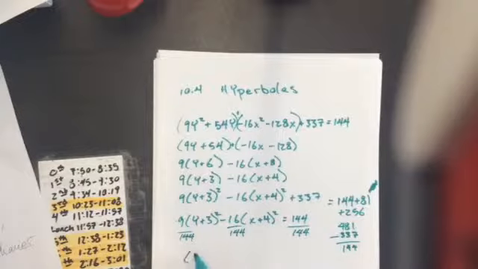So I'm going to have y plus 3 squared. When I divide 9 by 144, it gives me 1/16. So that's over 16. When I divide this, it's going to give me 1/9. So that's going to be over 9.